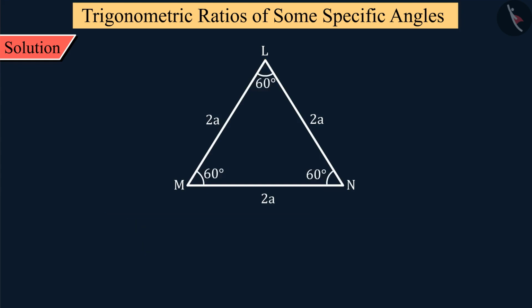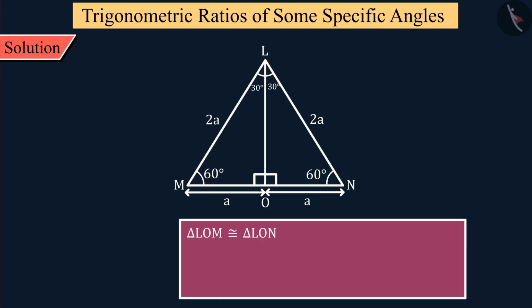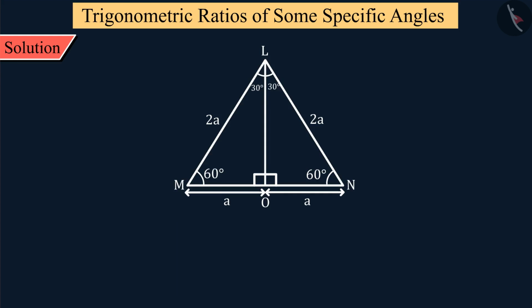from the vertex L of the triangle, draw a perpendicular LO on its opposite side MN, where perpendicular LO is the bisector of angle L and the point O is the midpoint of the side MN. From this, we get two congruent right-angled triangles, LOM and LON here. Let's discuss one of these two triangles, the triangle LOM.